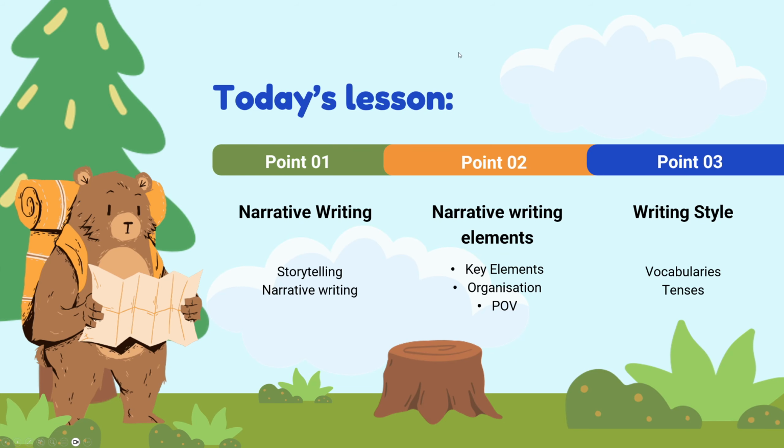Right, for today we'll be looking at three things. First, narrative writing, which is the concept of storytelling and the concept of narrative writing. The second part, we'll be looking at the elements of narrative writing. What are the key elements? What is the organization of the writing? As well as what is the POV, point of view. There are several points of view that you can write from, depending on how you want to write it. And then point number three, writing style.